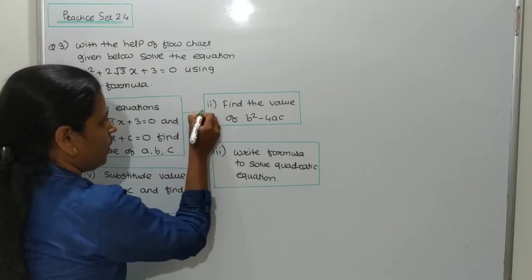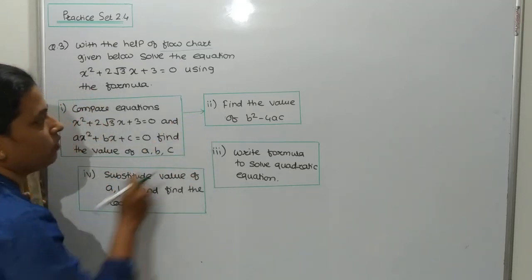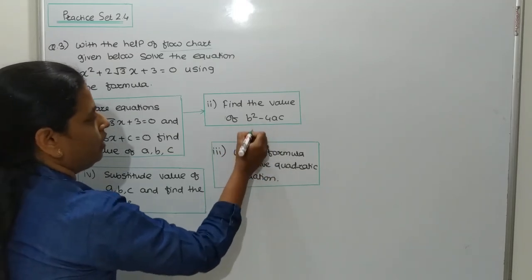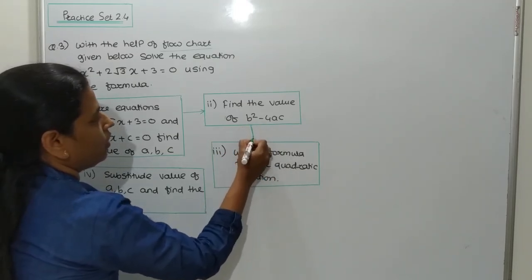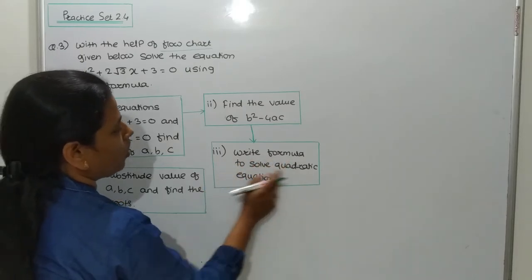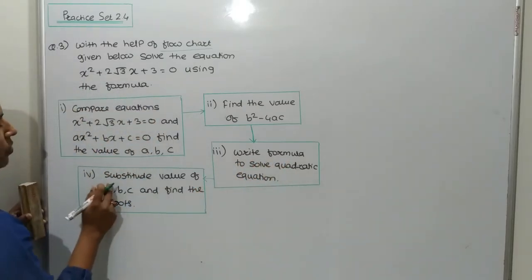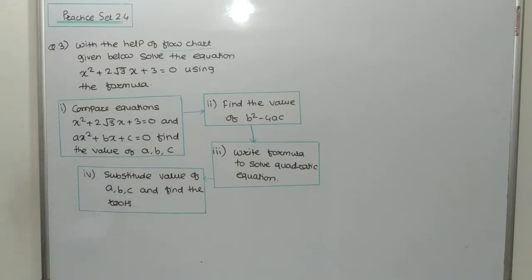After this step, we have to do this one. Second step, find the value of b square minus 4ac. Then the third step, write the formula to solve the quadratic equation. And the last step, the fourth, substitute the values of a, b, c and find the roots. So for solving this, we have to follow these steps.